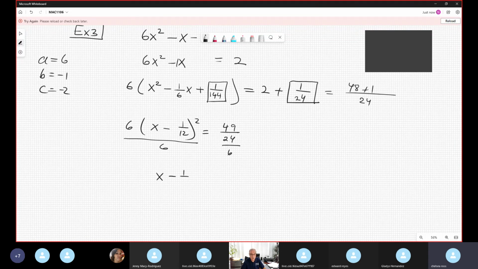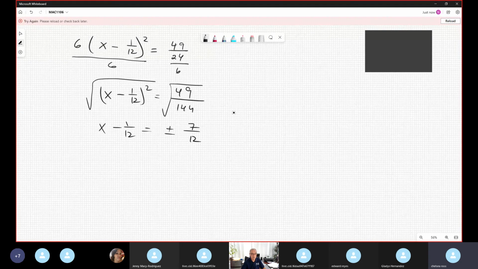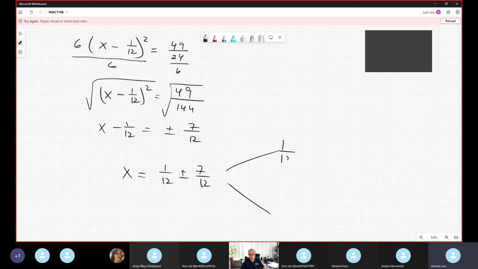It's x minus 1 over 12 squared is equal to 49 divided by 144. Okay, again, it's the multiplication. Square root both sides. x minus 1 over 12 is equal to plus or minus 7 over 12. Okay, ready. x is equal to, moving this, 1 over 12 plus or minus 7 over 12. Two solutions. 1 over 12 plus 7 over 12, and 1 over 12 minus 7 over 12.